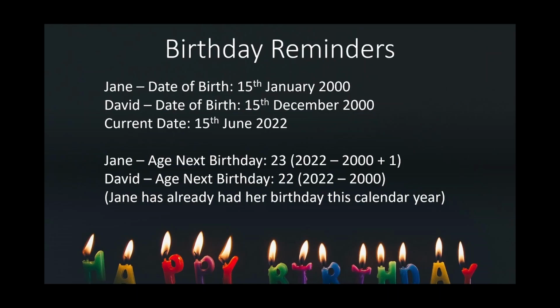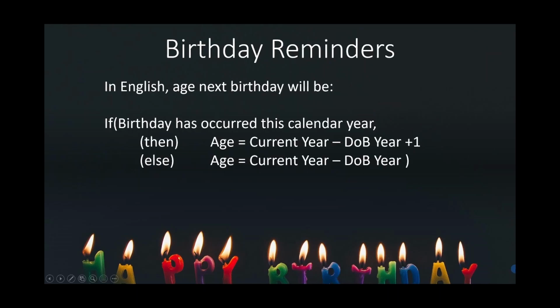The first thing we need to do is determine whether a person has had their birthday in the current year. To do this, we can use the SQLite if function. In English, their age next birthday will be: if the birthday has occurred this calendar year, then the age is the current year minus the date of birth year plus 1, or else their age next birthday is the current year minus the date of birth year.